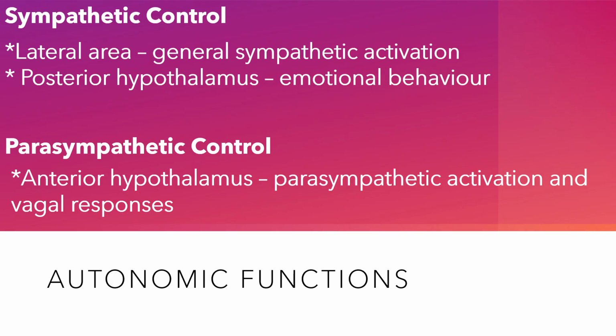Next, let's move on to the autonomic functions. The lateral area is the general sympathetic activation, and the posterior hypothalamus controls the emotional behavior, whereas the parasympathetic control is the anterior hypothalamus.